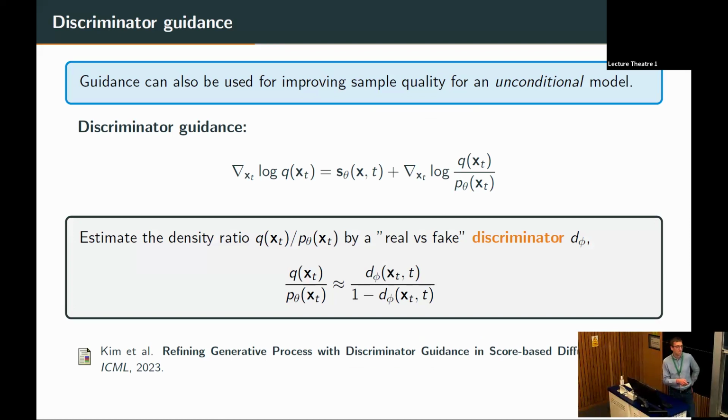Yeah. And is there any way to actually directly estimate the gradients of the log of that ratio instead of estimating the ratio? Probably yes. We have only explored it where we actually train a discriminator in this way.